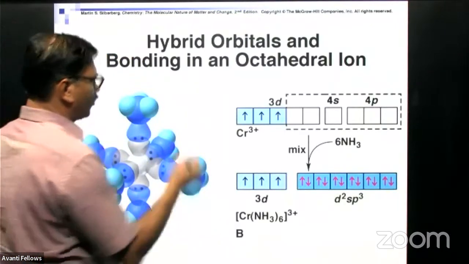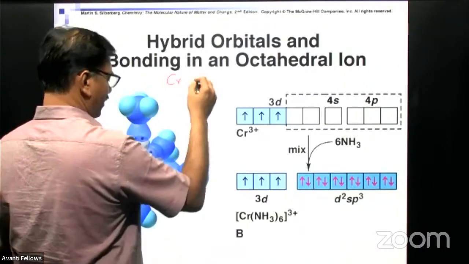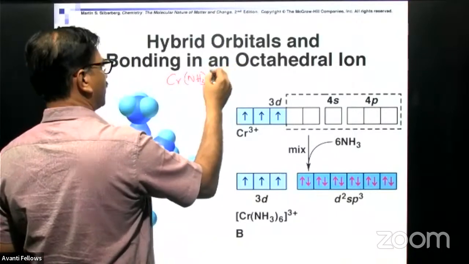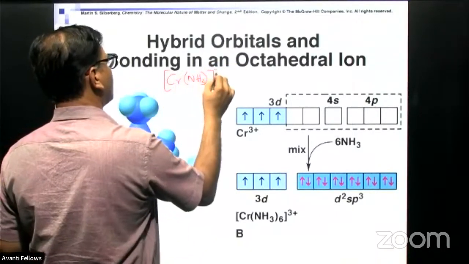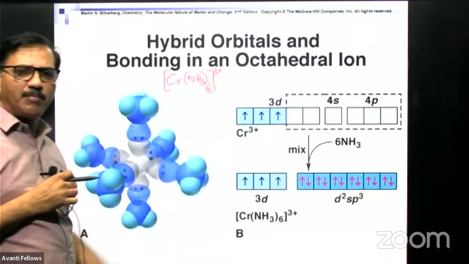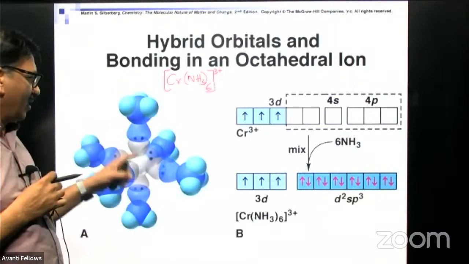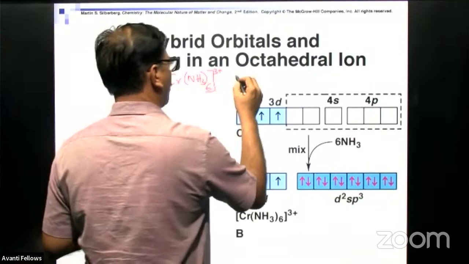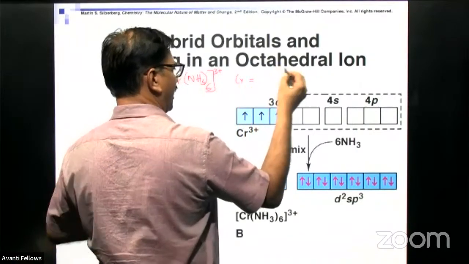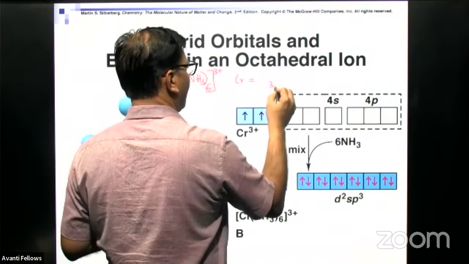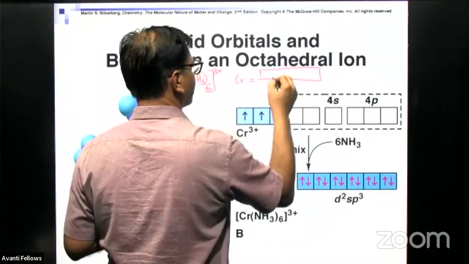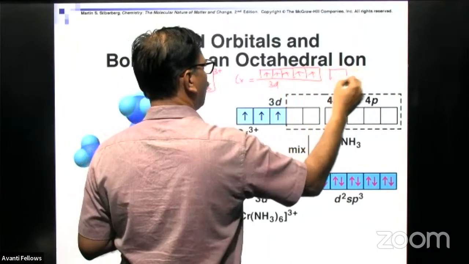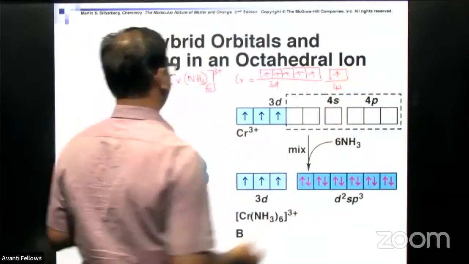Now I am talking about chromium, [Cr(NH3)6]3+. How does the formation of this particular coordination compound take place? It is an octahedral complex. You know that a chromium atom has the electronic configuration argon core with 3d5 4s1. This is the electronic configuration.